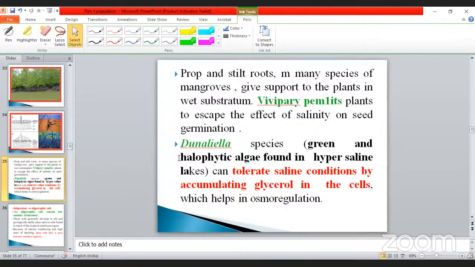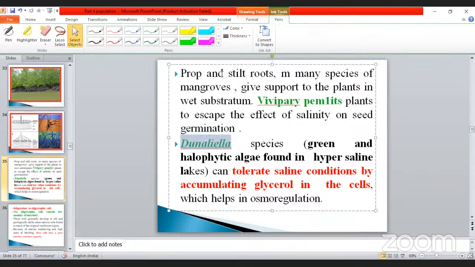Okay, my dear. And also another one is Dunaliella. It is a green, halophytic alga found in hypersaline lakes. Sometimes they may ask the question, which one of the algae is found where? In the lake, like that they may ask the question. Okay, which one is that? Dunaliella. Dunaliella. Okay, my dear.